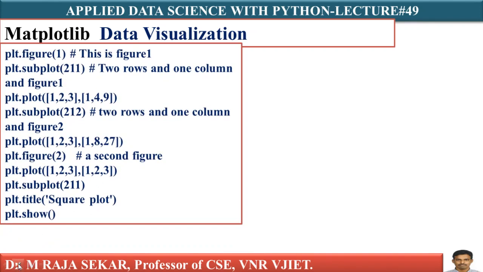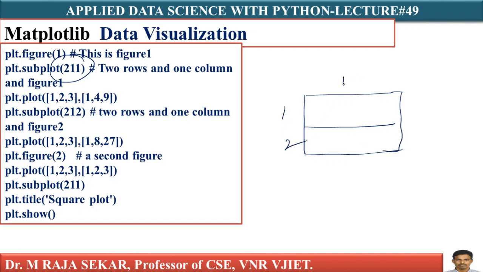Same discussion, I am taking another example. plt.figure, which I am converting into an array. 2 rows, 1 column. What does it mean? This is row 1, this is row 2, and there is 1 column. This is my first figure. plt.plot(1, 2, 3, 1, 4, 9). That is figure 1, and here I will get that figure.